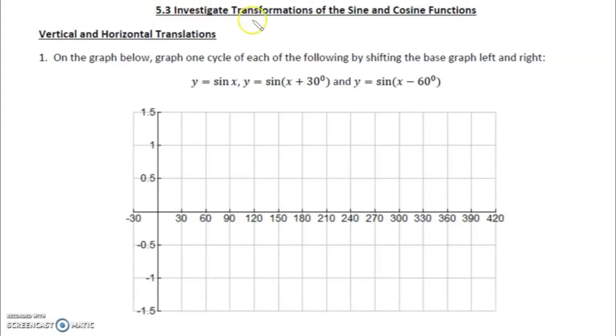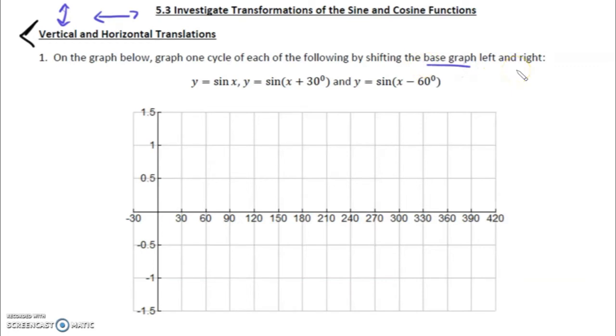Okay, 5.3, investigate transformations of the sine and cosine functions. First we're going to touch on vertical and horizontal translations: vertical going up and down, horizontal going left and right. On the graph below, graph one cycle of each of the following by shifting the base graph left and right.